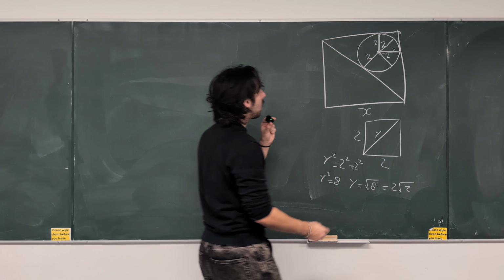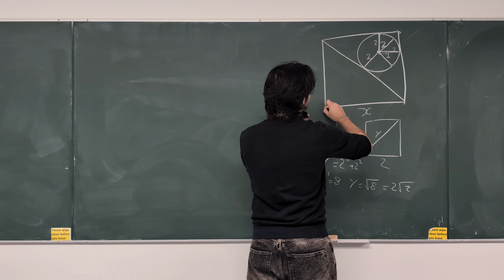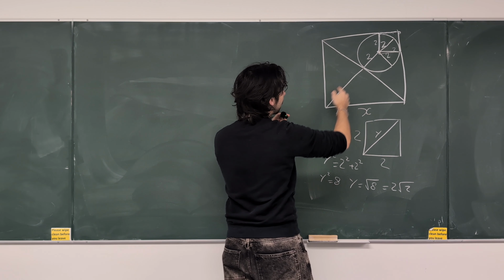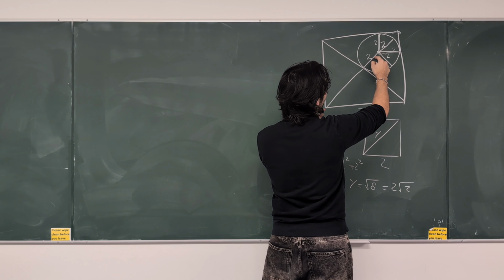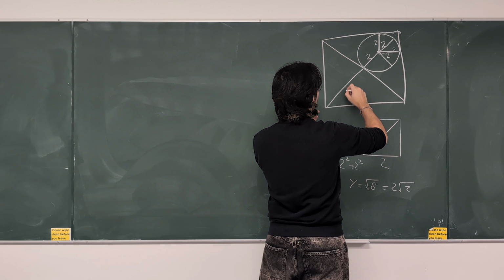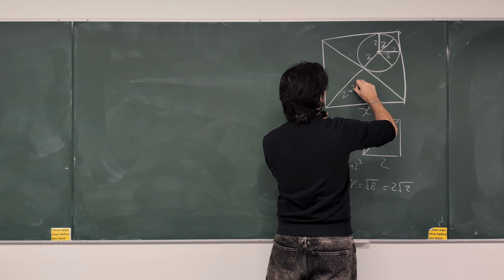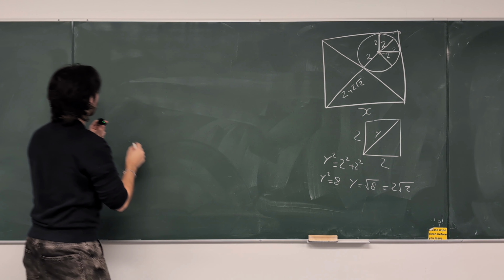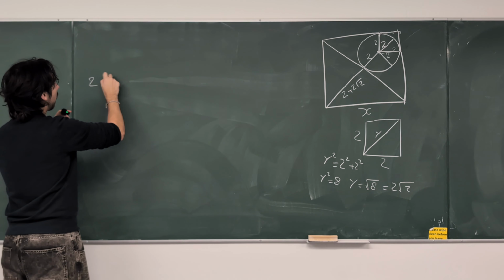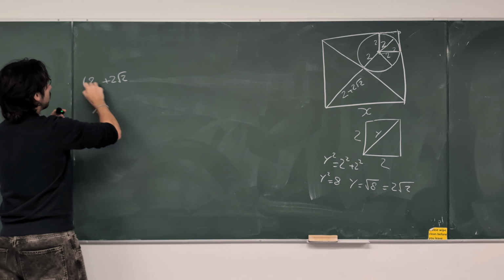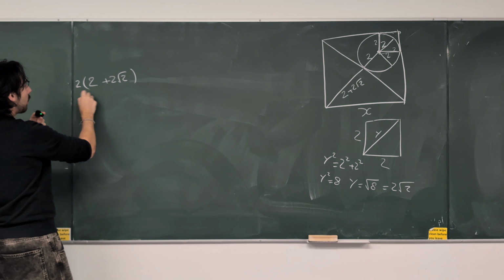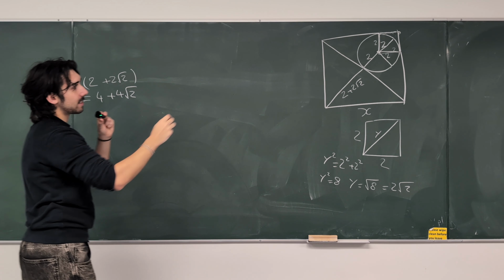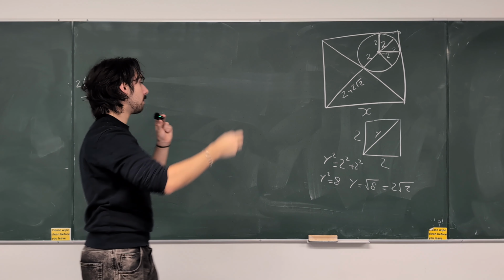Cool. So now we know that this length here, and likewise for the top right part, is 2 plus 2 root 2. And then same thing with this one here. So the entire diagonal is 2 plus 2 root 2, times 2, since there are 2 of them. That is 4 plus 4 root 2. So that's the diagonal of the entire big square.